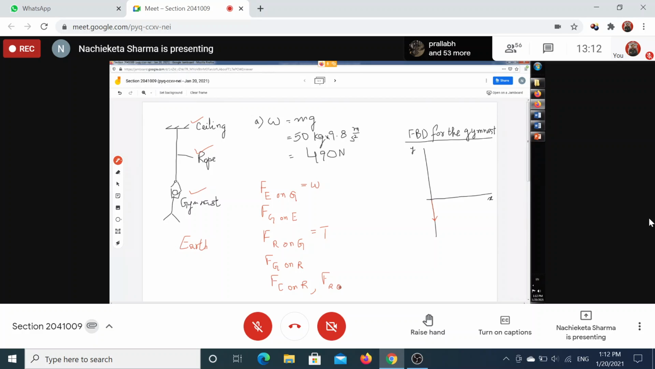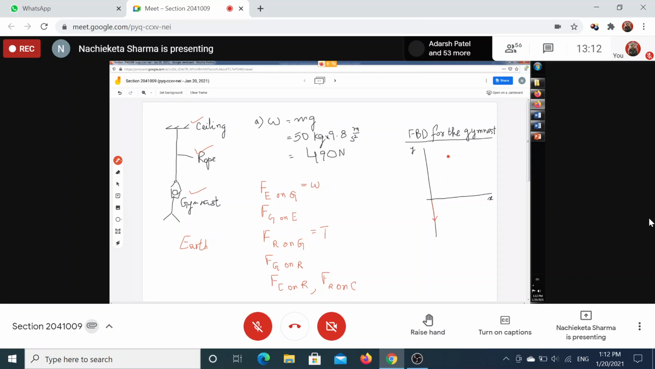That's why I told you that you have to choose, out of all these four bodies, whose free body diagram you are going to draw, because for you the important one is the gymnast, because the question asks what is the force of the rope on the gymnast. So I have drawn the free body diagram for the gymnast. Which force will I include? I will include those forces which are being applied by others on the gymnast.